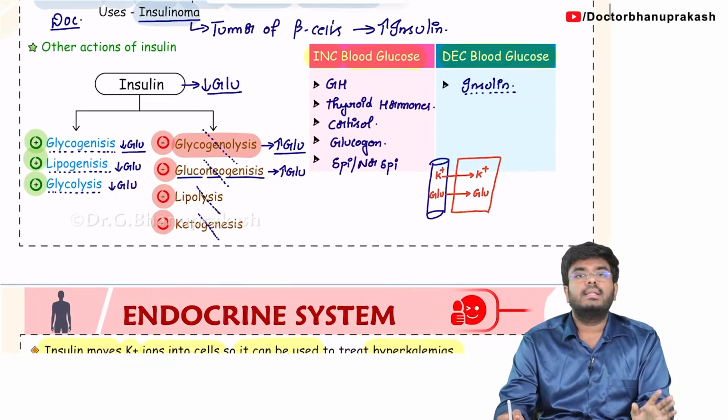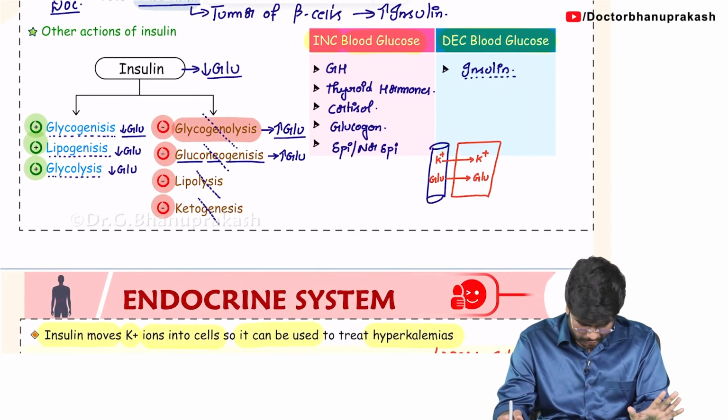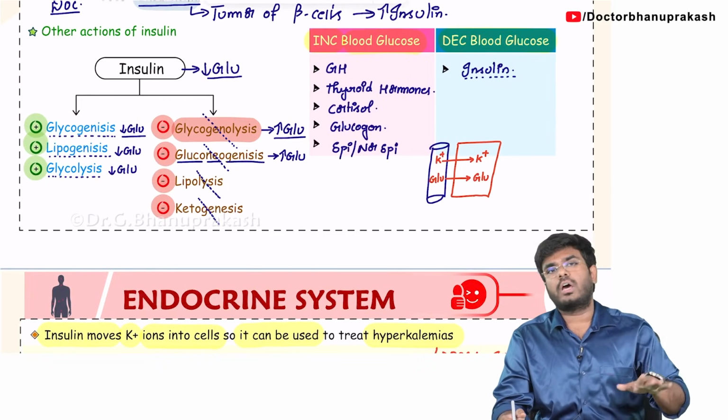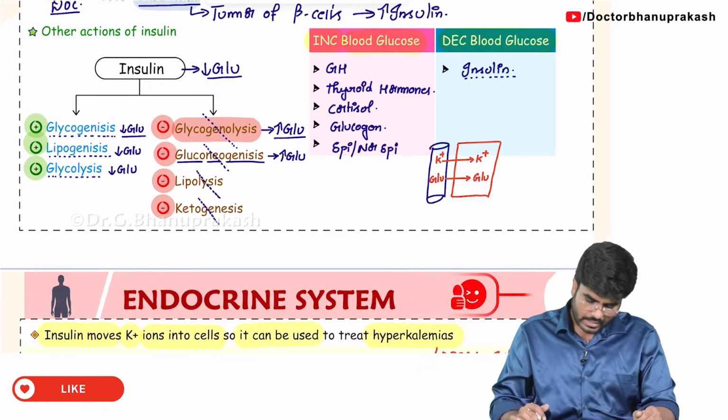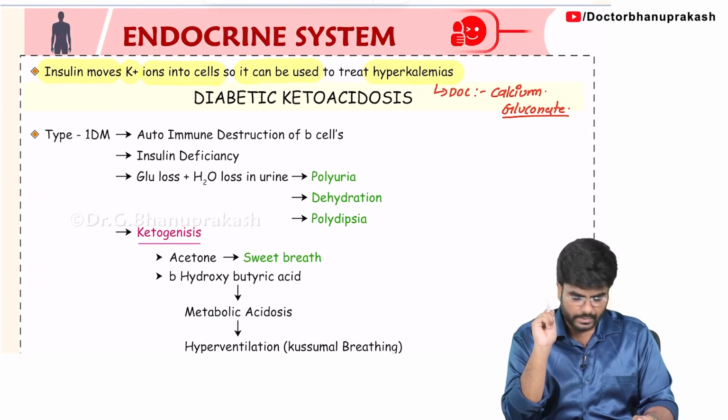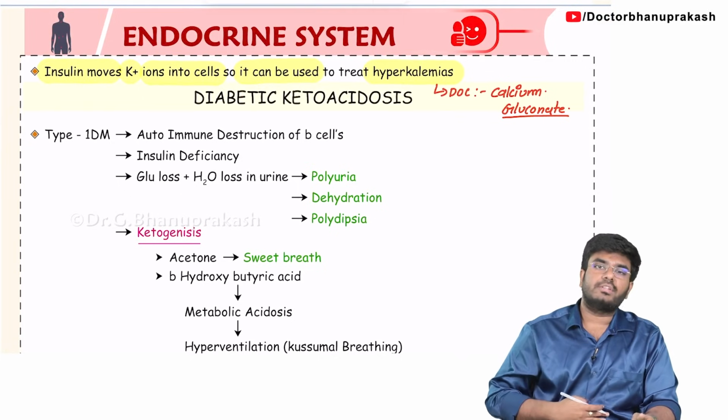We have completed the actions of insulin on our metabolism: what insulin is doing to our carbohydrate metabolism, protein metabolism, and fat metabolism, and how insulin is decreasing the potassium. Next, let's see the abnormalities of insulin.